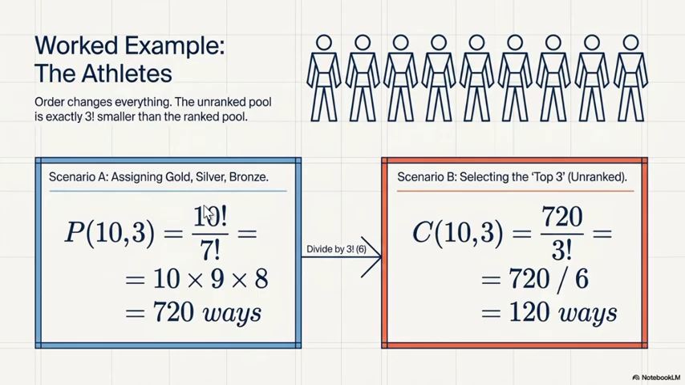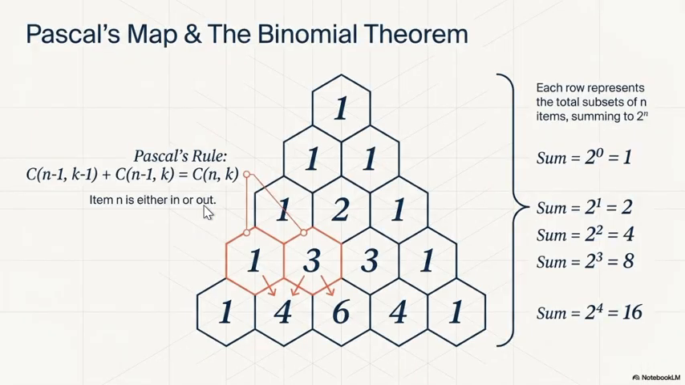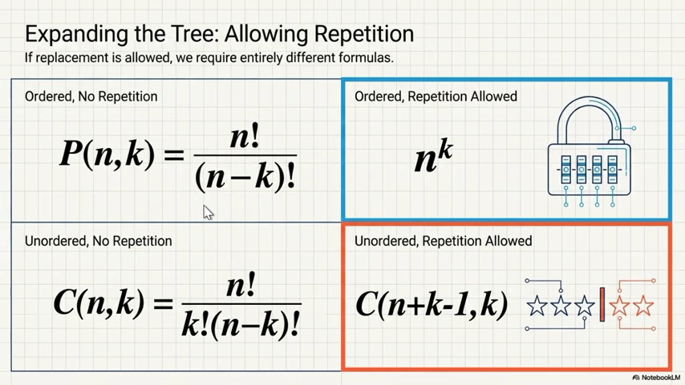Now, next is the binomial theorem. What it says is that the summation from k equals 0 to n of nCk will be equal to 2 to the power n. It simply means that the total number of subsets of n items will be equal to 2 power n.